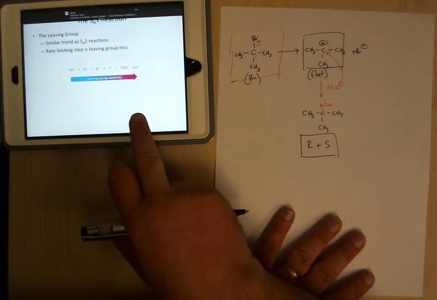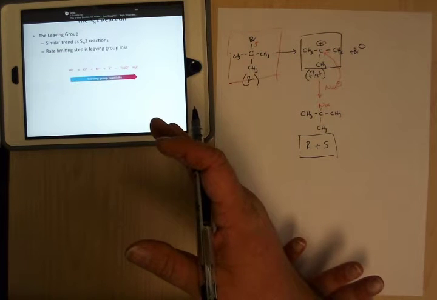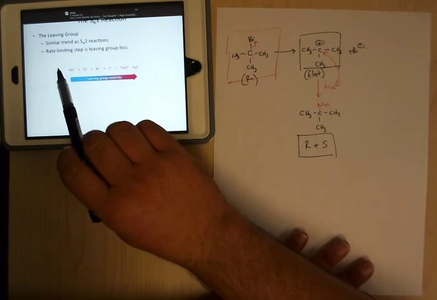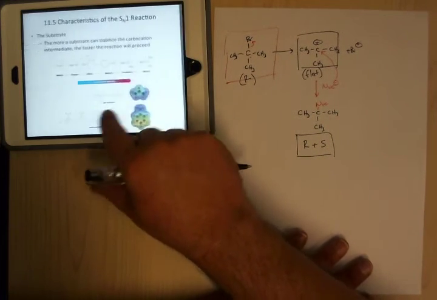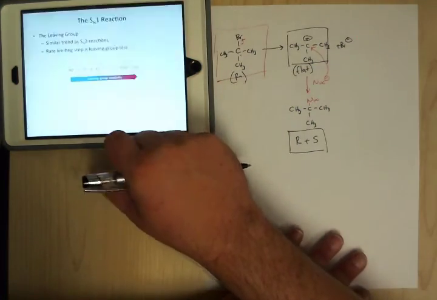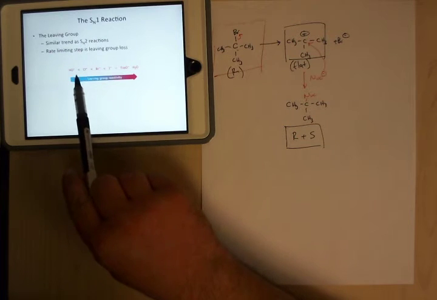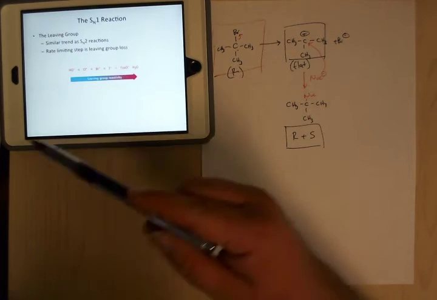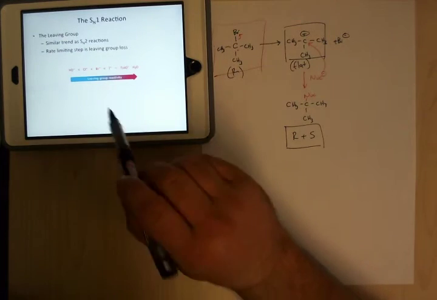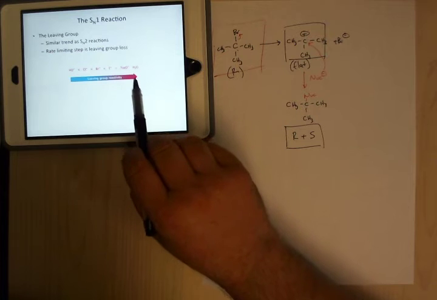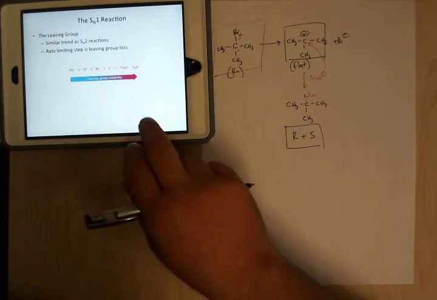So the leaving group is going to have the same trends as with SN2. The better the leaving group, the weaker the base that's coming off of here, the better. So if you can make water, that's a great thing to do. But iodine, it just follows the normal trends.